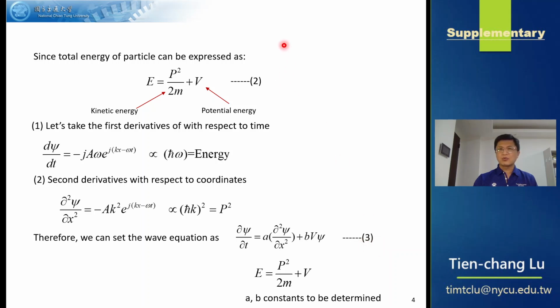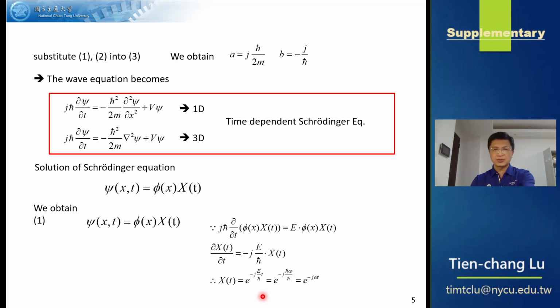Therefore, if you reorganize equations 1, 2, 3 and compare with this classical energy expression, we are able to get the constants A and B, and they can be determined in the following page. So substitute equations 1 and 2 into equation 3. We can obtain the coefficient A equals j times h bar divided by 2m, and B now equals minus j divided by h bar.